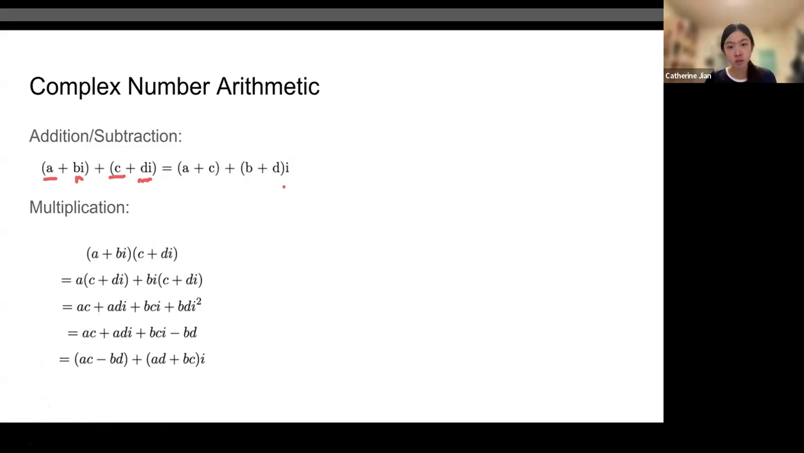And multiplication is also pretty straightforward. We just expand, and you see that this is what we get. And note here that we have a bdi squared, and since i squared is equal to -1, that's why we have a minus bd here. And then it becomes real, so that's why we have ac minus bd there.